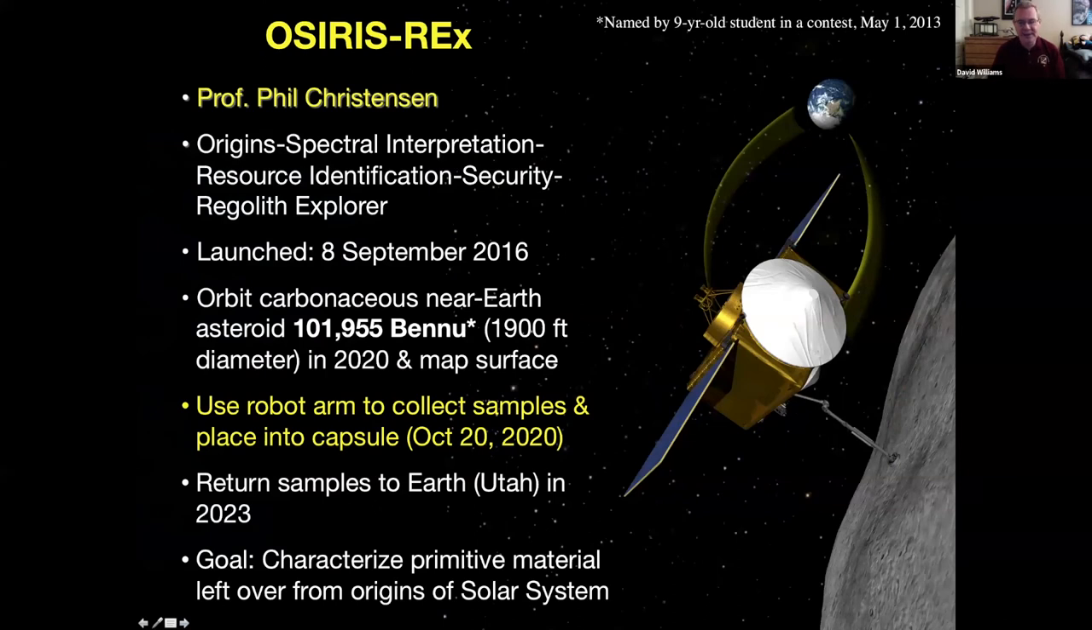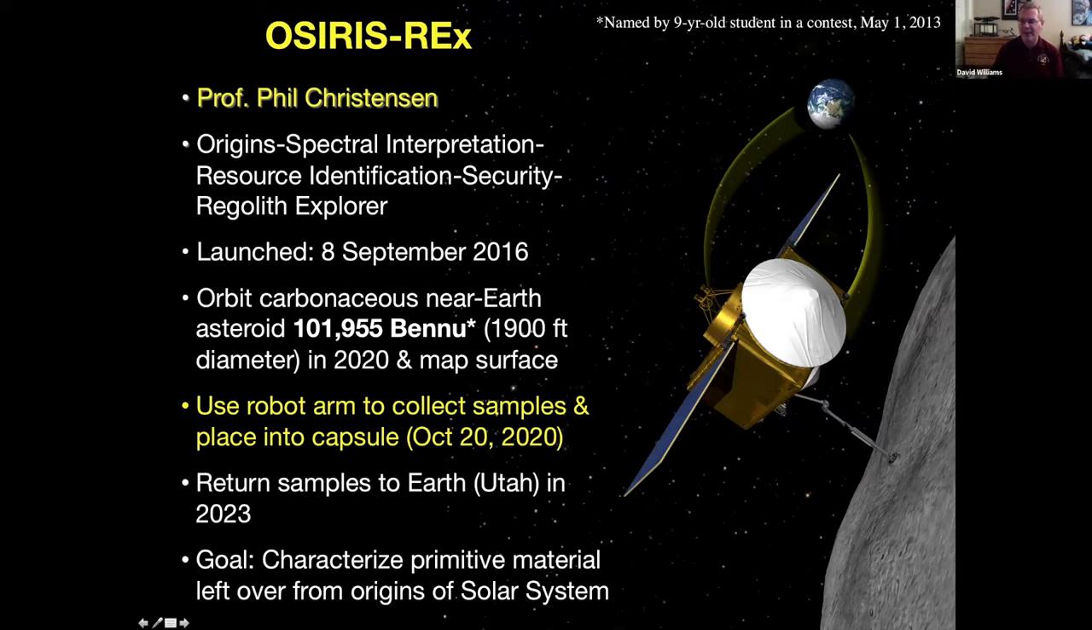So just to take a little bit to talk about OSIRIS-REx, this mission led by our colleagues down at the University of Arizona in Tucson, as I said, does have a thermal imaging instrument from Professor Phil Christensen's group. This spacecraft has been orbiting the near-Earth asteroid Bennu since before 2020, actually. And just this past week, they've done the highlight of the mission.